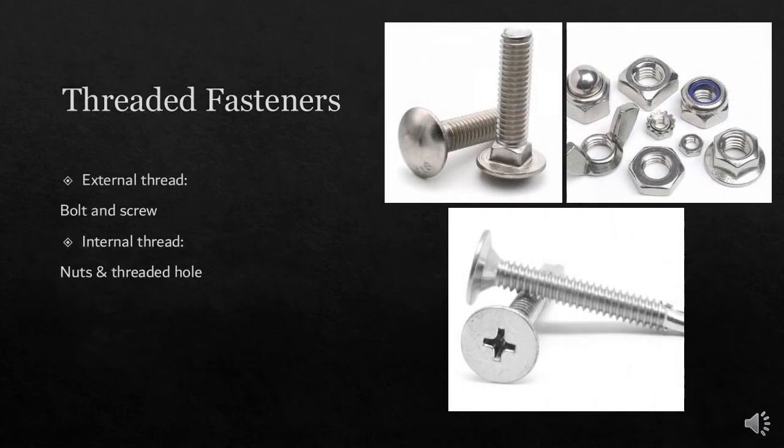And this is the threaded fasteners in detachable fasteners. In threaded fasteners, there are external threads such as the bolt and screw that will go through the internal thread. The internal thread is such as nuts and threaded holes. For the threaded hole, you need to make it before the external thread goes inside it.